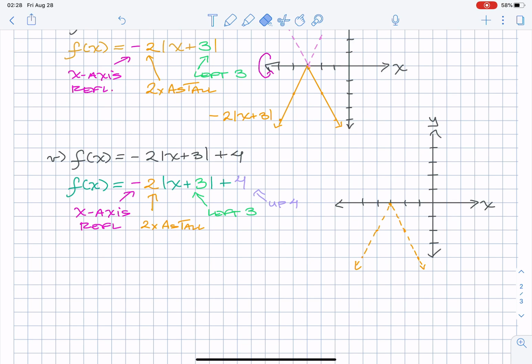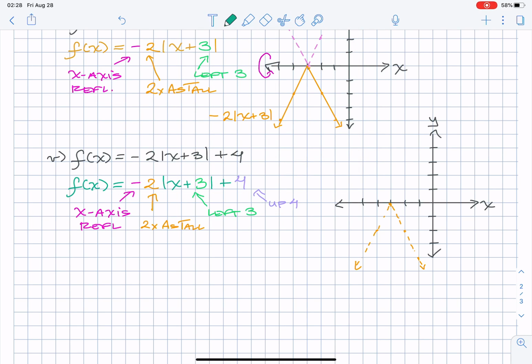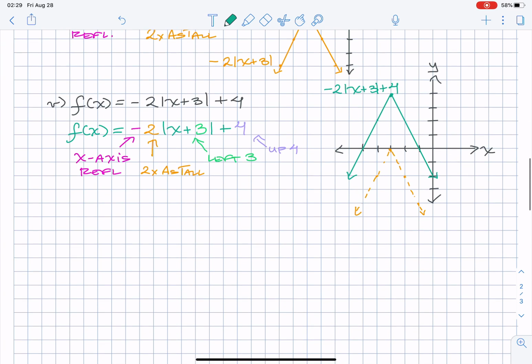And how am I changing this graph? I'm shifting it up 4 units. So that's what the plus 4 does. So 1, 2, 3, 4. So everything gets shifted up 4 units. And there we are. So this green graph will be given by negative 2 times the absolute value of x plus 3, to which we're adding 4. Okay, so that was fun. Look at all of that. It's basically all the same graph. We're just doing a whole bunch of transformations to it.